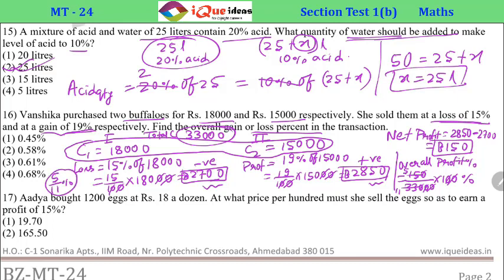Now we know that 1 by 11 is 0.09%. So 5 by 11 will be 0.45%. That is the first option. So 5 by 11 is 0.45%. That is the answer. The first one is the correct answer. Right. Now let's take up the next question.